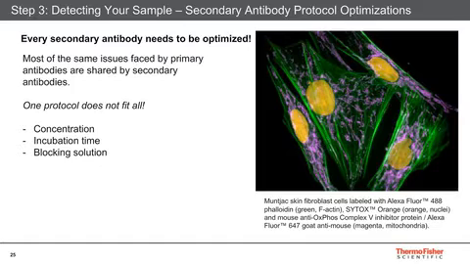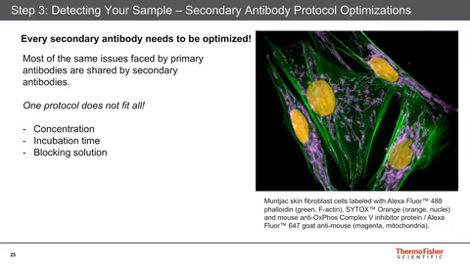Remember, just like with your primary, you have to optimize your secondaries every time. One protocol does not fit every assay. Again, many labs have a certain protocol they like to stick to. Don't count on it. You need to optimize with a new sample and a new secondary, optimize the concentration. Usually for microscopy, we're talking between 1 to 8 micrograms per mil.